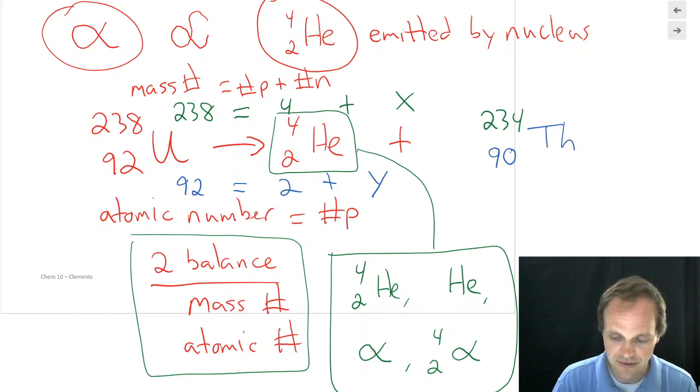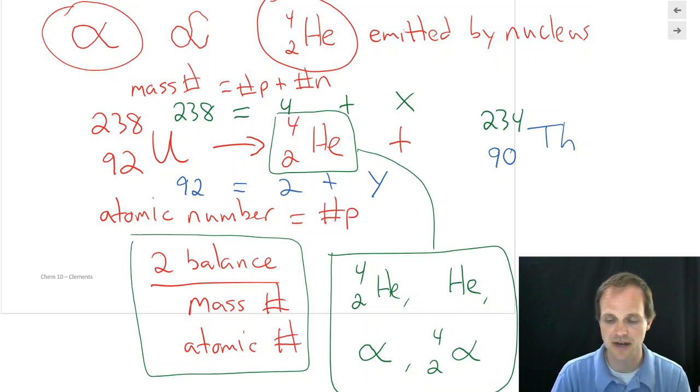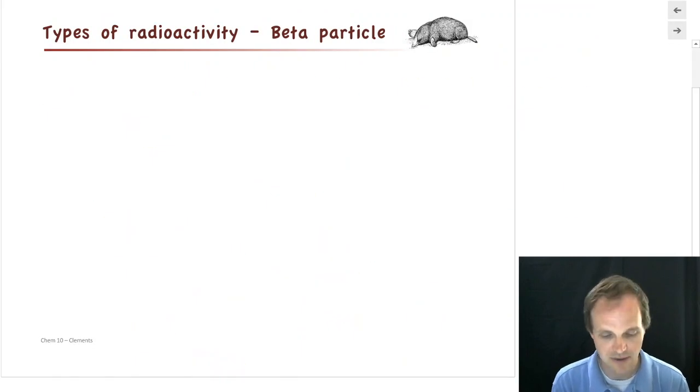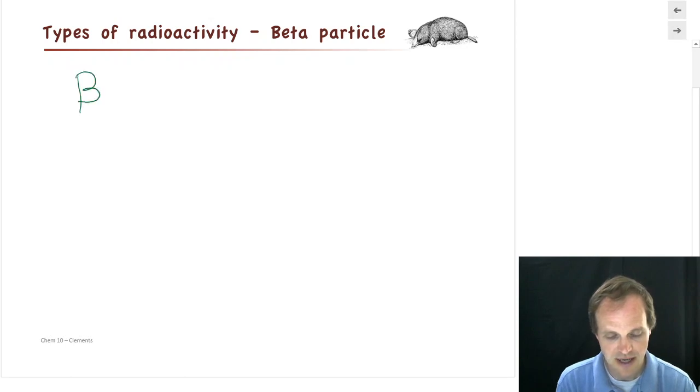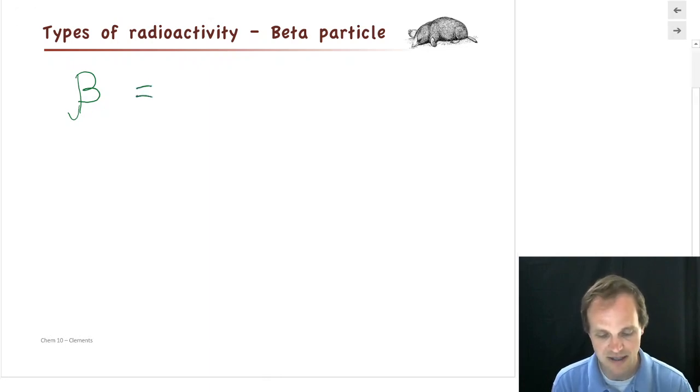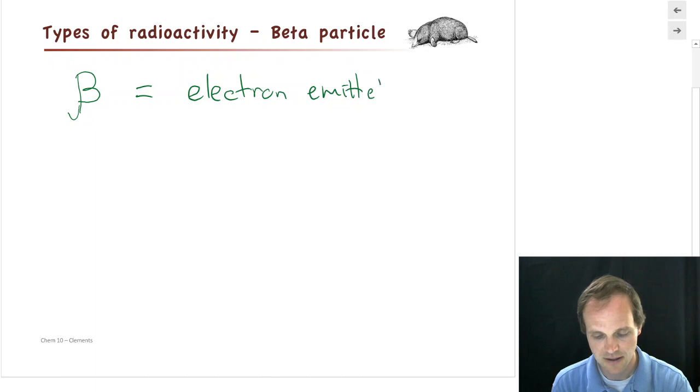What's another way? Well, if you know your Greek alphabet, what comes after alpha is beta. And so we have our next type of radioactivity, which is a beta particle. Now, what's a beta? It looks kind of like a B, but what you want to do is put a little tail on it right there. And again, people who have great handwriting have fancier ways of writing that, but I just write a B with a tail. And what is a beta particle? A beta particle is an electron emitted from the nucleus.